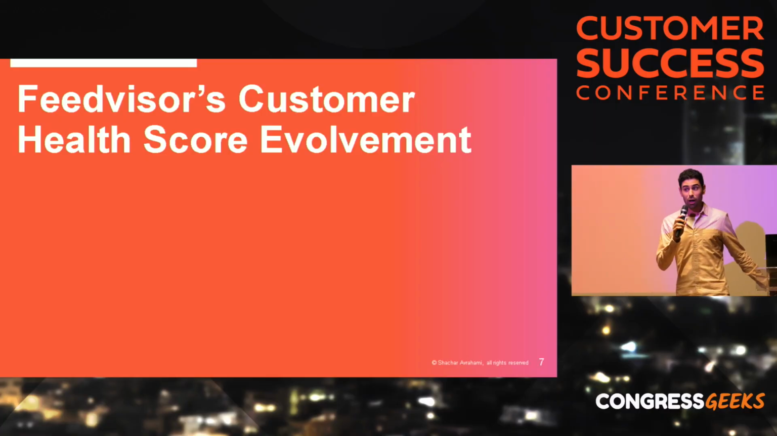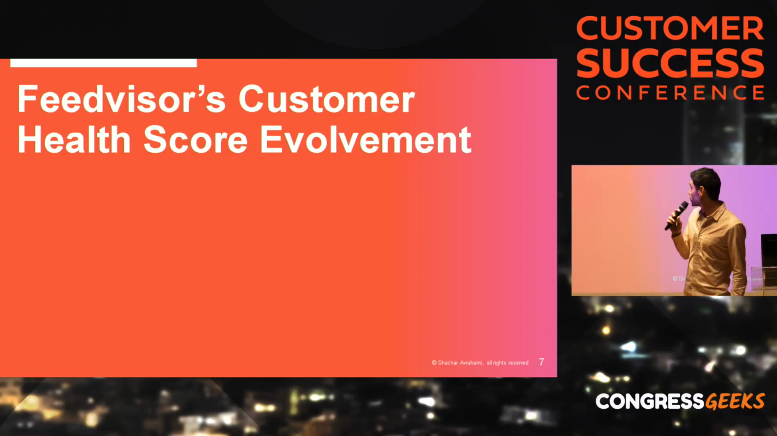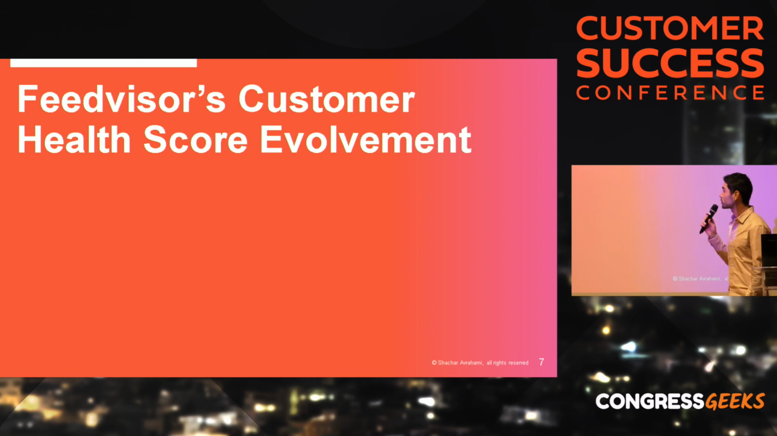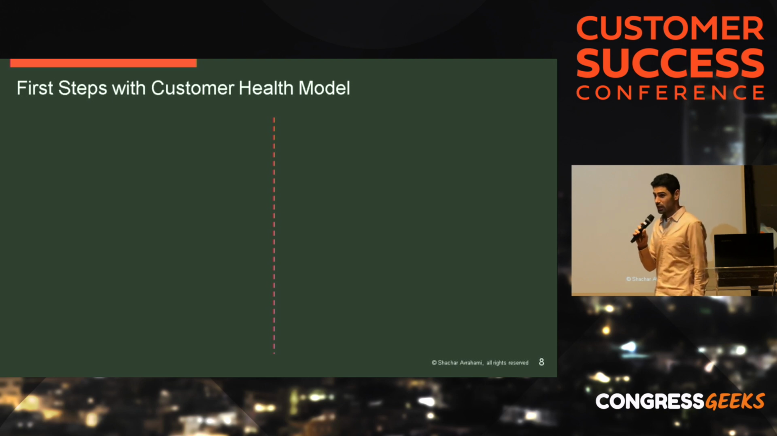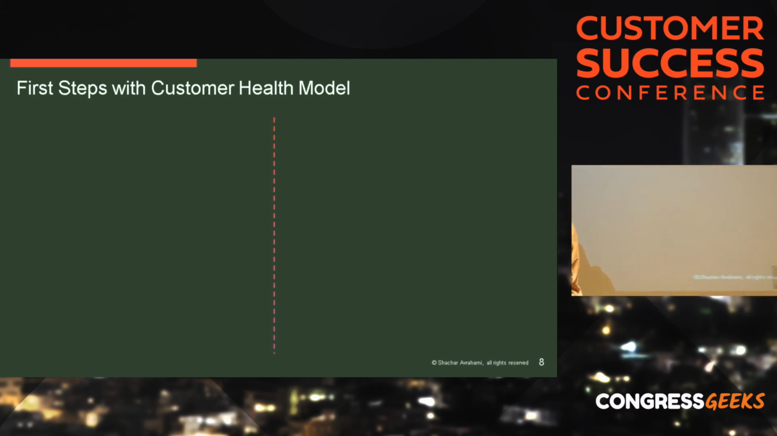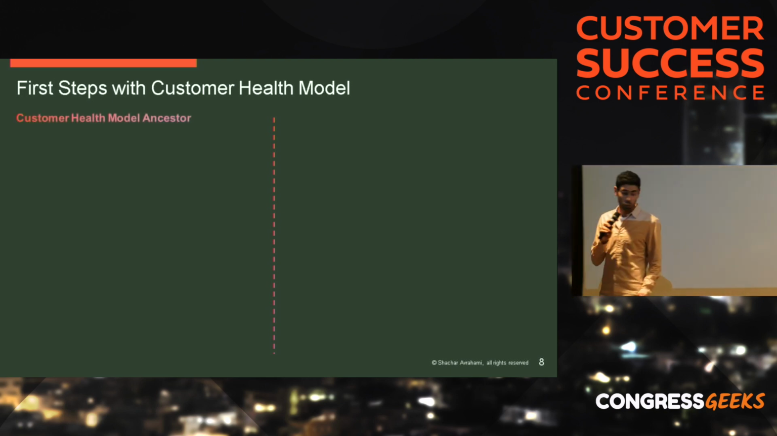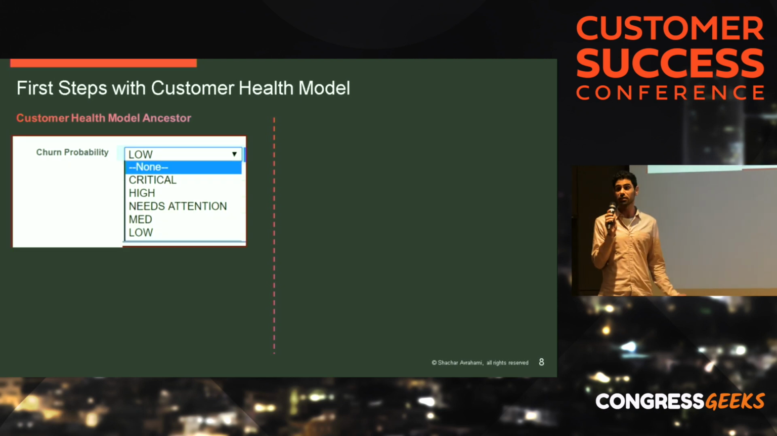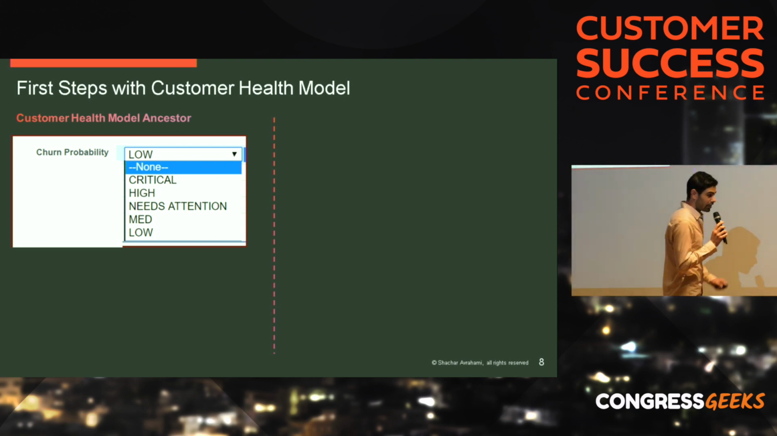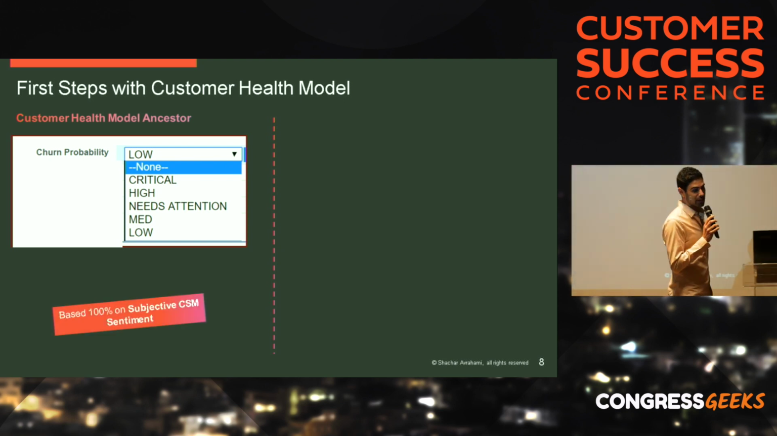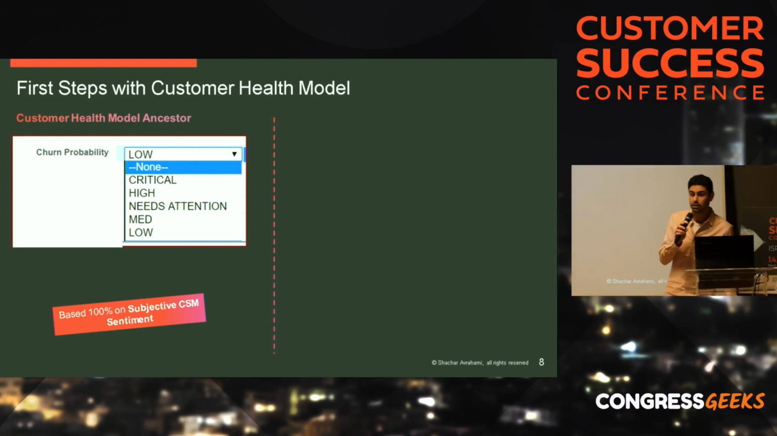I'm going to share with you now the process that we did in FeedVisor and how our customer health score evolved. Our first steps with customer health score: the ancestor of the customer health score was one field in Salesforce. We called it churn probability. The CSM would have to maintain it, and this was basically our health score. The issue with this is it was based 100% on a subjective CSM sentiment.